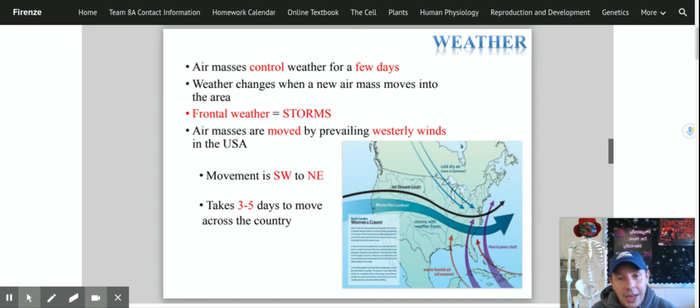And that's why the weather changes the way it does. Stormy weather for a day or two, nice weather for a couple days. Stormy weather for a day or two because of the fronts, nice weather for a couple days because of the air buildup underneath the air masses. Cool, Bones? All right.